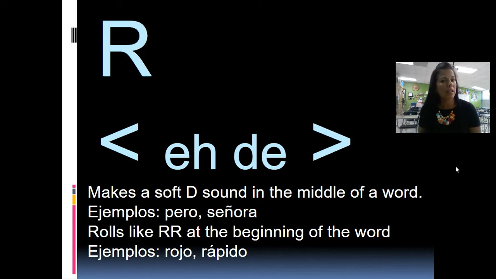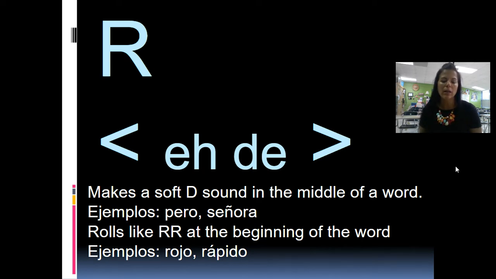But if you want to sound like a native speaker, you would say señora, like it's a soft D. So listen to the difference. Señora, that's the English R sound. In Spanish, señora. It's like a quick, soft D, all right?